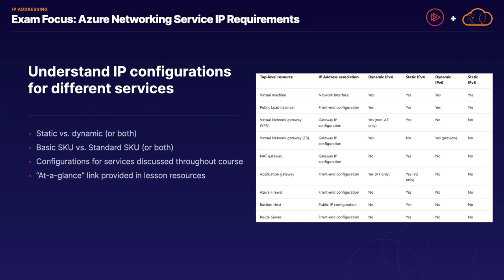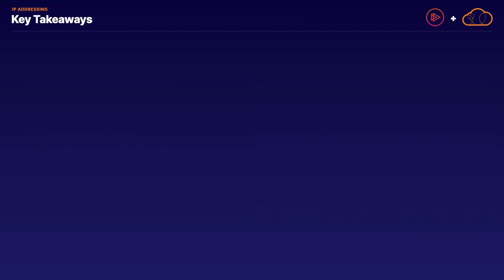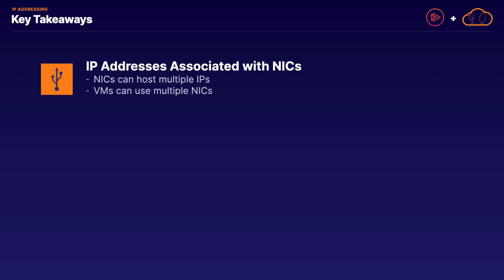With that, that's going to conclude our overview of the fundamentals of IP addressing on Azure. Once again, quite a bit of ground that we covered. Let's quickly cover our key takeaways from this lesson before we move on. We started off by learning that IP addresses are actually associated with a network interface resource on Azure, as opposed to being directly attached to the virtual machine itself, from which we learned that a network interface can host multiple IPs and virtual machines can have multiple network interfaces attached to them.